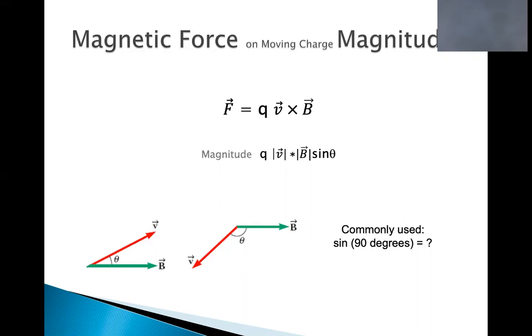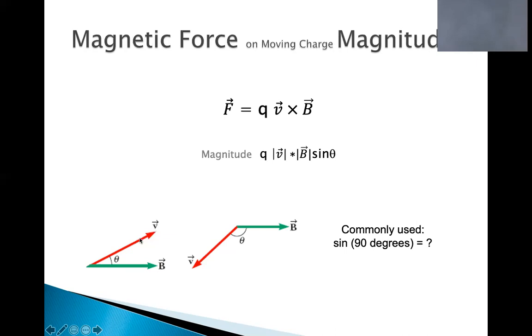This magnetic field is external to this moving particle. In other words, this magnetic field is not in any way generated by the moving particle, but it exists independent of this moving particle. So that's what we call an external magnetic field. The magnitude of the magnetic force on this moving charge is the charge of the particle times the velocity of the particle times the magnitude of the magnetic field and the sine of the angle between them.